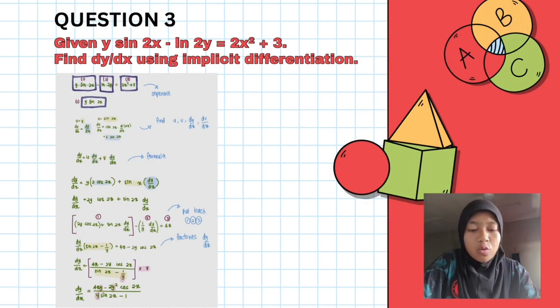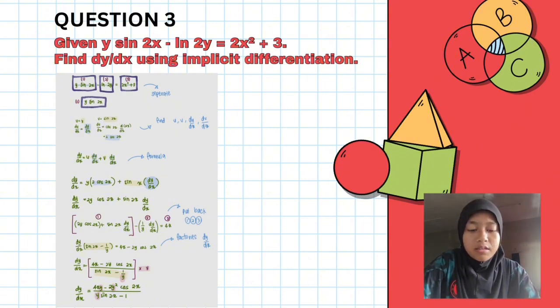Given the equation y sin 2x minus ln 2y equals 2x squared plus 3, we are required to find dy/dx using implicit differentiation. First, I separate the equation into 3 parts: 1, 2, and 3.